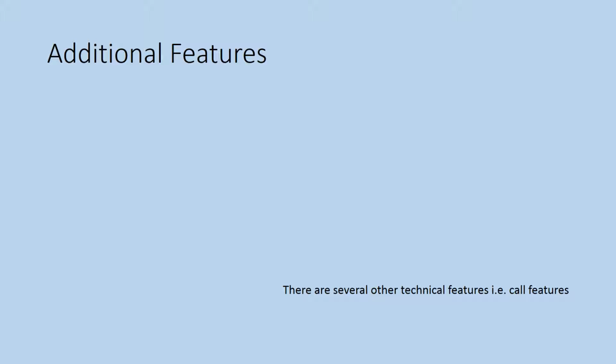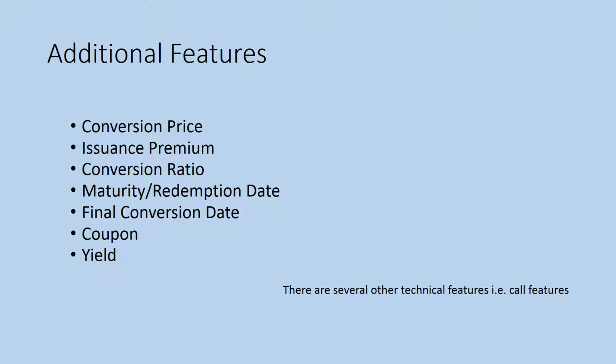Additional features of convertibles. There are several. There's a conversion price, which is the nominal price per share at which the conversion will take place. The issuance premium is the difference between the conversion price and the stock price at the issuance. Conversion ratio is the number of shares that each convertible bond will convert into. It may be per bond or per 100 basis.